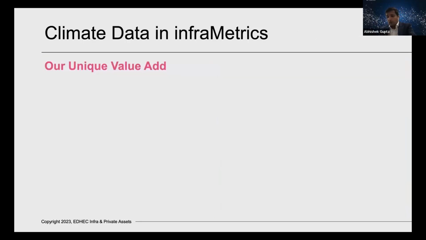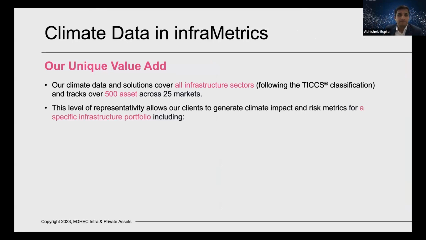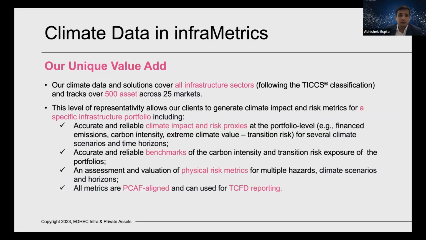And if we just want to talk about a unique value add, why we do this. Well, our infrastructure sector that we cover is quite broad, and that's one of the reasons why we have these benchmarks segment data available for infrastructure. It covers 500 plus assets across multiple markets. This level of representativity allows clients to generate these risk metrics for a specific infrastructure portfolio.